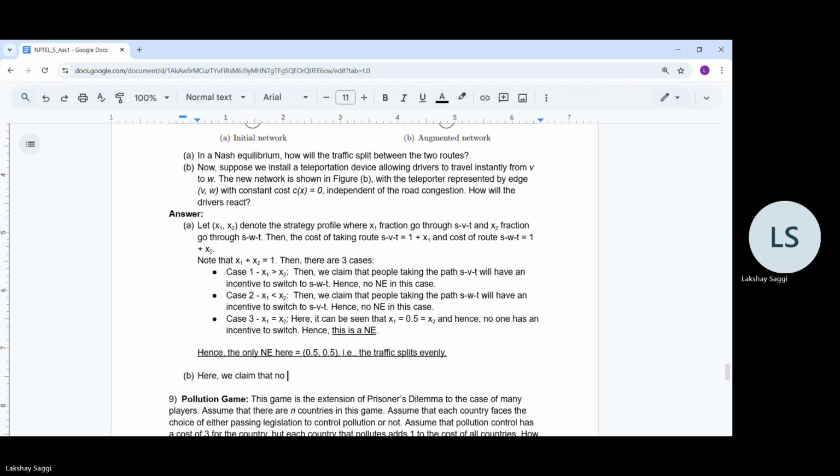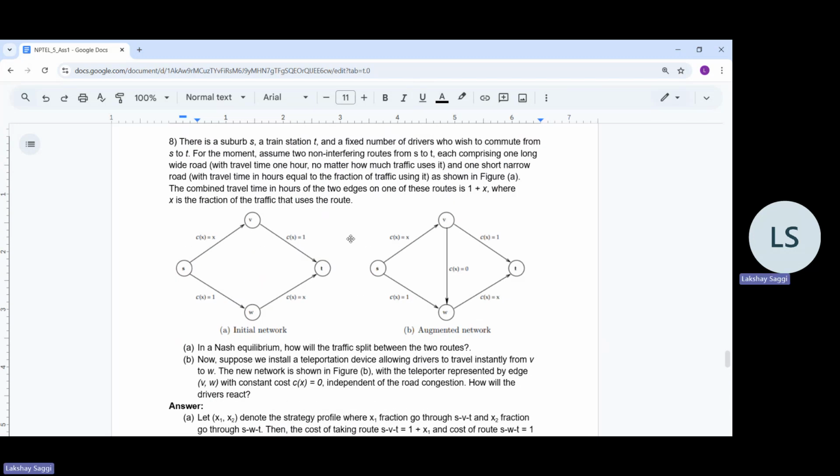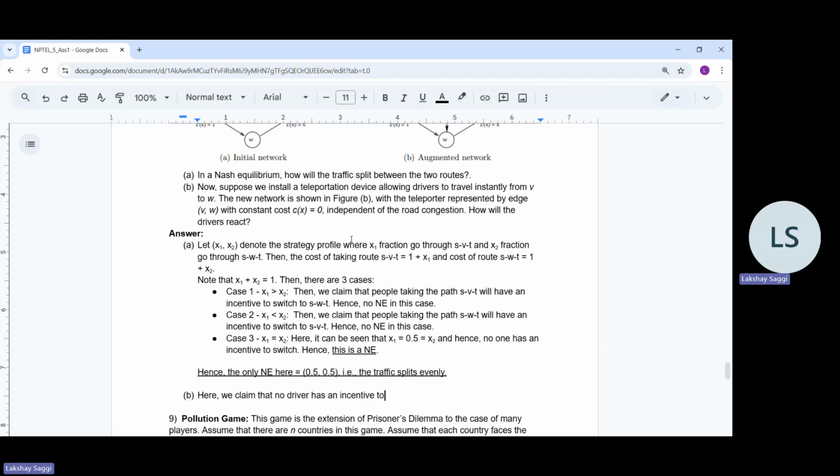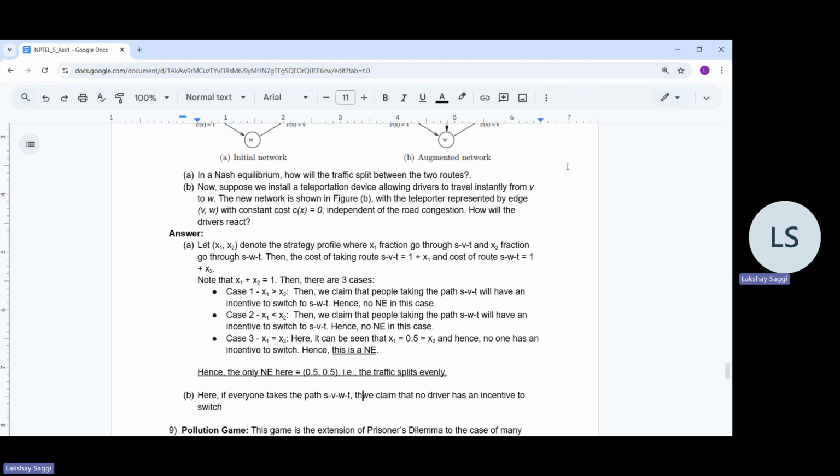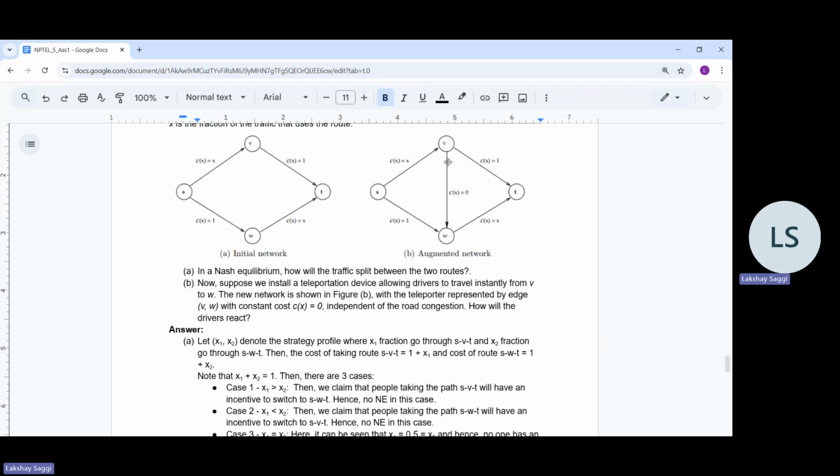Here, we claim that no driver has an incentive to switch here. If everyone takes the path S to V to W to T, then we claim that no driver has an incentive to switch to some other paths. This is a very high-level argument which I provided, that V to T is strictly no better than V to W to T and everything.